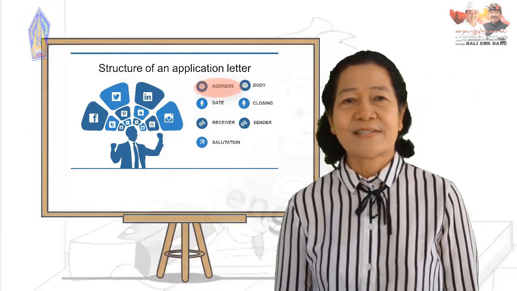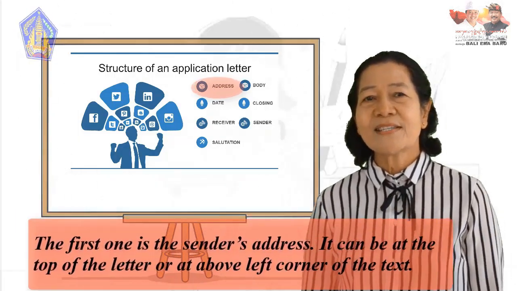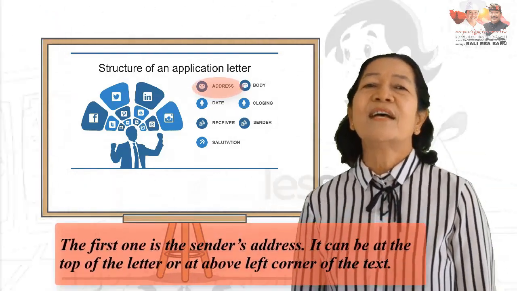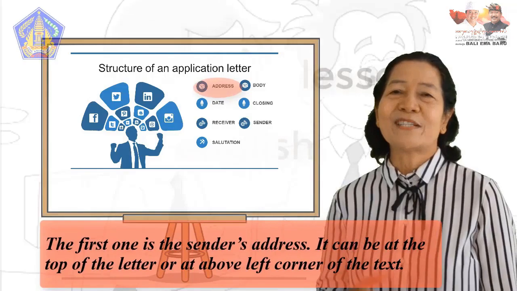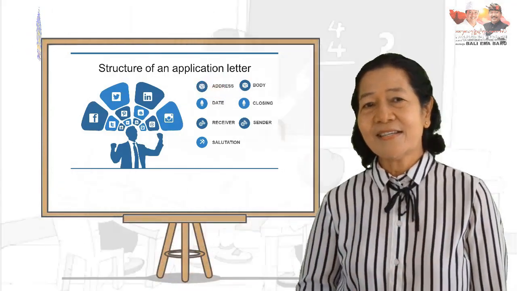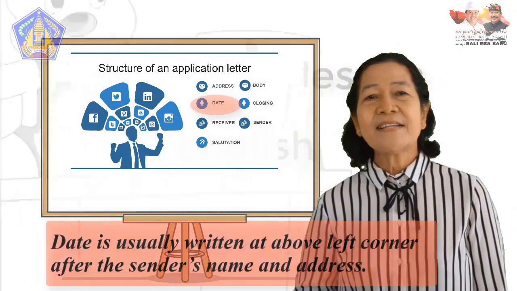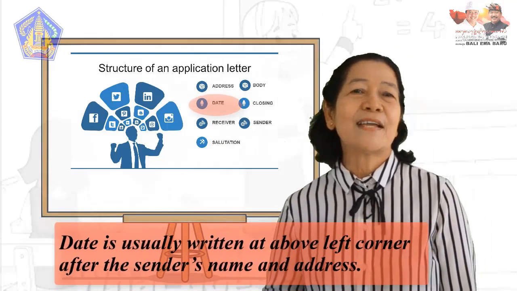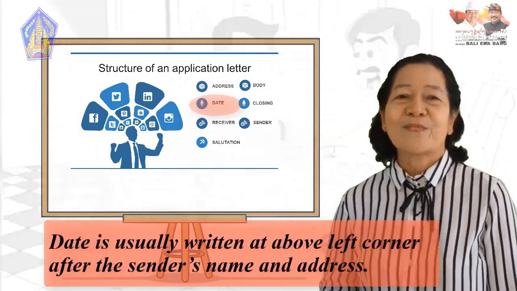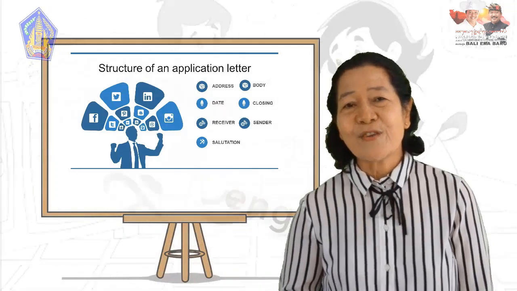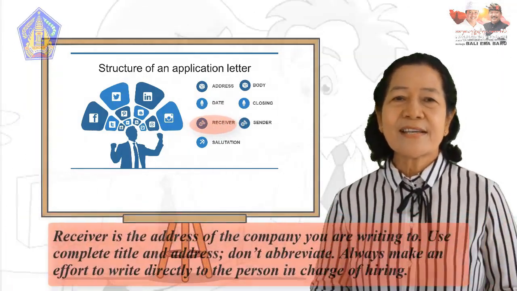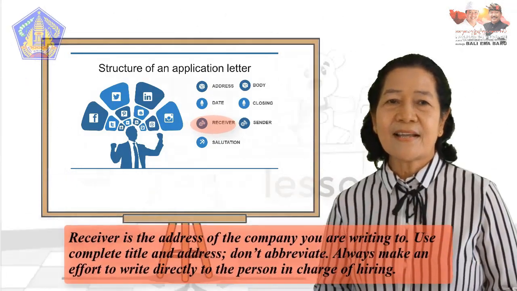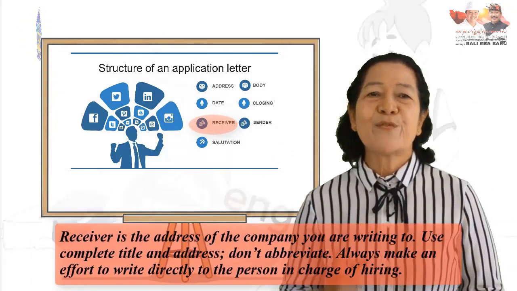First, the address. The first one is the sender's address. It can be at the top of the letter or at the above left corner of the text. Second, date. Date is usually written at the above left corner after the sender's name and address. Third, receiver. Receiver is the address of the company you are writing to. Use complete title and address. Don't abbreviate it.